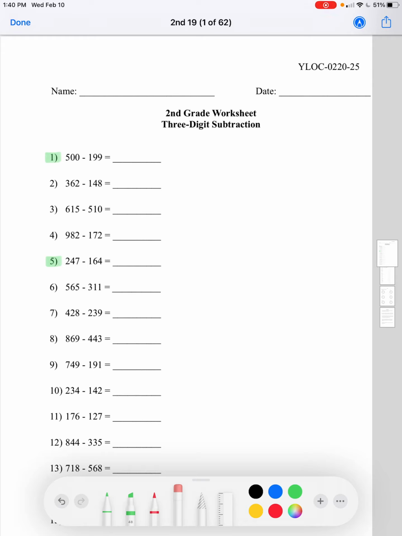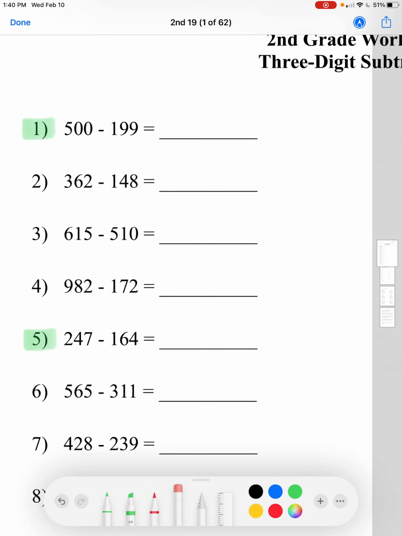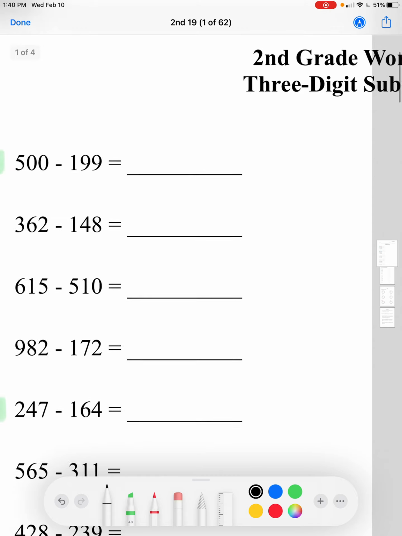Hi guys, today we're going to be starting on lesson 25 for second grade. So our first topic we're going over today is 3-digit subtraction. So let's start with our first example, which is number 1. We have 500 minus 199.